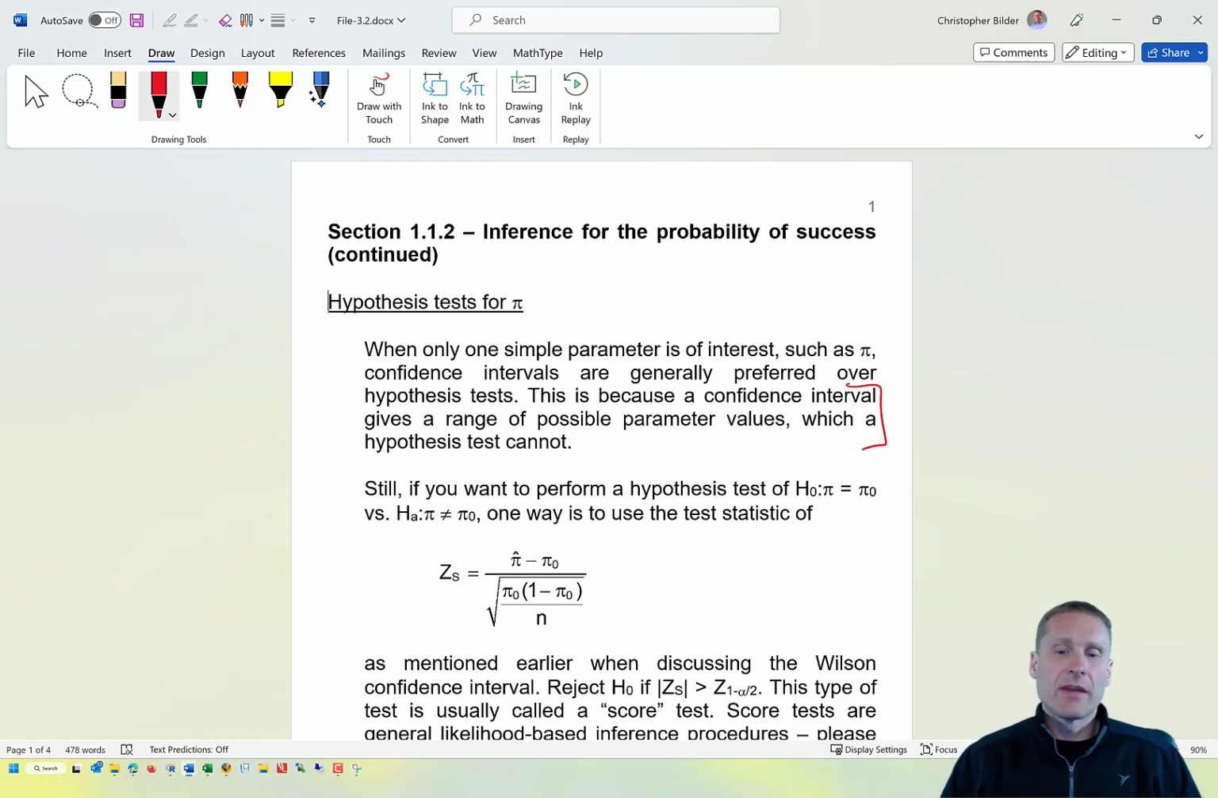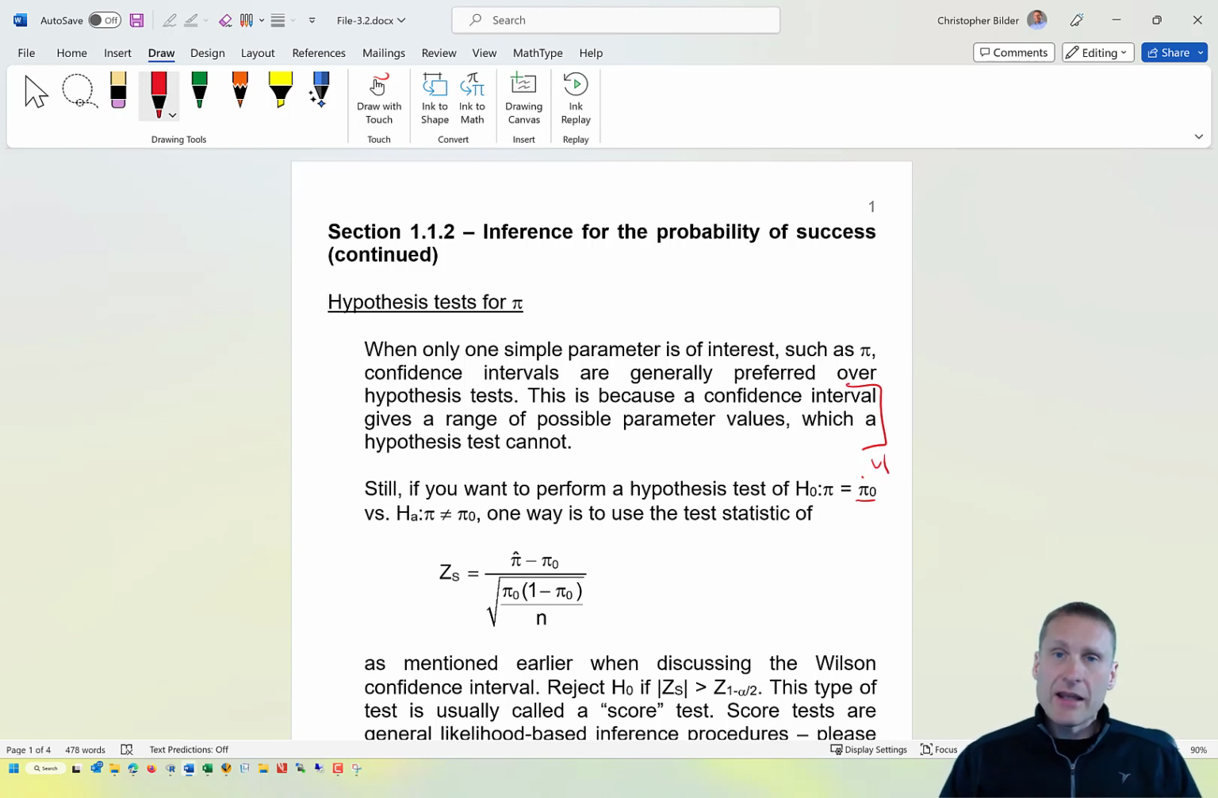For example, if I'm testing, is pi equal to maybe 0.4 or pi does not equal 0.4, I can look to see is 0.4 in that confidence interval. If 0.4 is in the confidence interval, I would say don't reject H0. If 0.4 is outside that confidence interval, I would say reject H0. Hopefully, in an introductory stat course, you've seen how to use confidence intervals to do hypothesis tests.